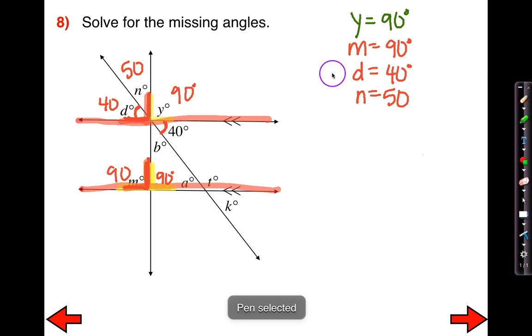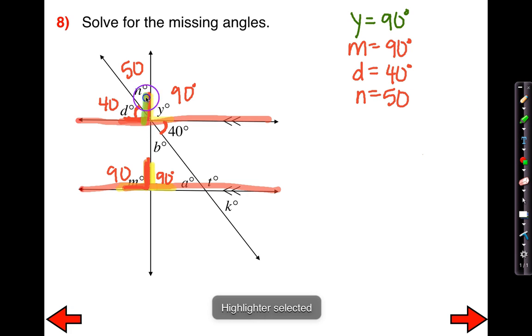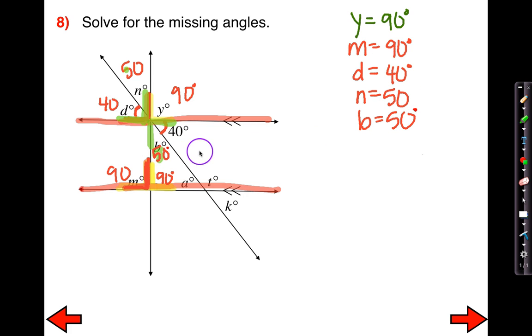Okay, so how can we do this? Well, I can say vertical angles are congruent. Why would I say that? Because these angles are vertical angles. So if this is 90 degrees, this has to add up to 90 degrees as well. Or actually, I can make things easier for myself and say if this is 50, B is also 50 degrees because vertical angles are congruent. So B is 50.